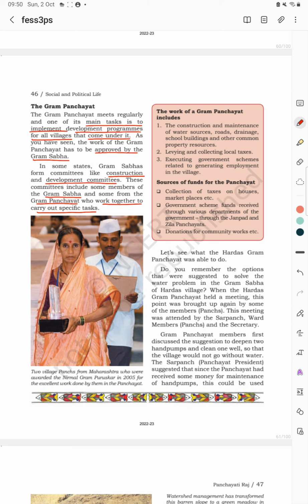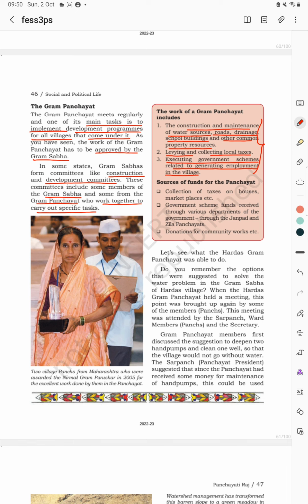So let us now see the works of the Gram Panchayat. Basically, construction and maintenance of water resources, roads, drainage, school buildings and other common property resources, levying and collecting local taxes, and executing government schemes related to generating employment in the village. These types of works are performed by the Gram Panchayat.